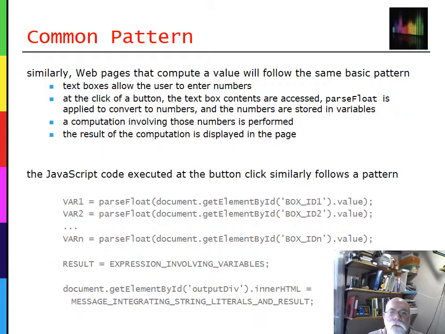So common things we see, you see text boxes, we see at the click of a button, we see the parseFloat is applied to convert numbers. We've seen storing into values. We've seen computation. And so anyway, you're getting there. Again, good generic stuff here on the code.